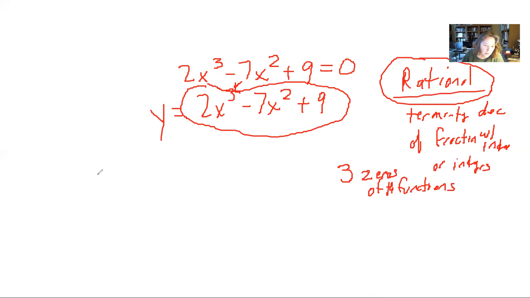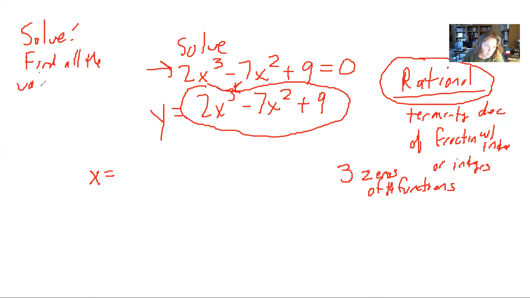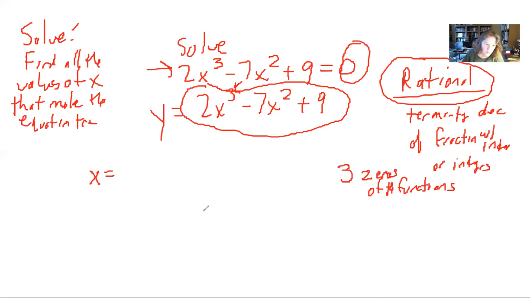And when you do that, you're going to get the zeros, but since the original problem was solve, and I know I make you guys say this, I want you to write down what solve means. Solve means find all the values of X that make the equation true. And we want all the values of X that make Y equal 0.